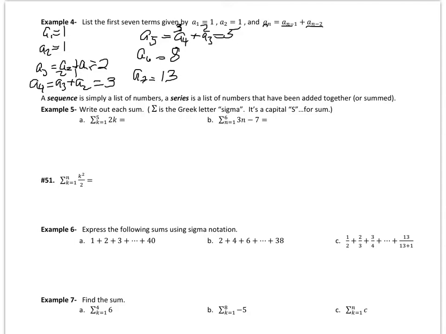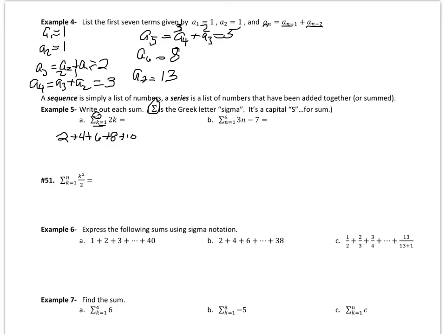Now this little goofy letter you're going to see is the summation letter. It's the Greek letter sigma. It's like a capital S, which means sum. So in this notation, this means we start with the number 1 and we end with the number 5. So what I have is I start with k as 1. So I have 2 times 1 plus 2 times 2 plus 2 times 3 plus 2 times 4 plus 2 times 5. That's what that means.